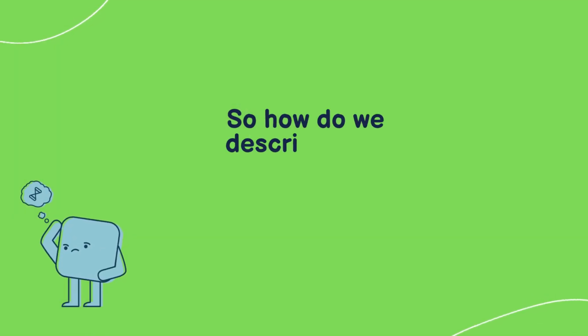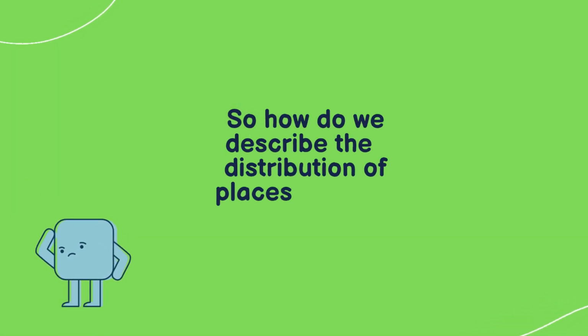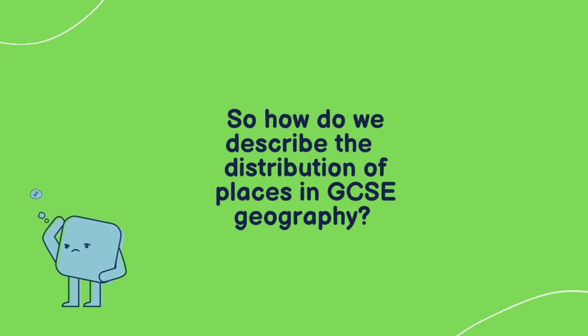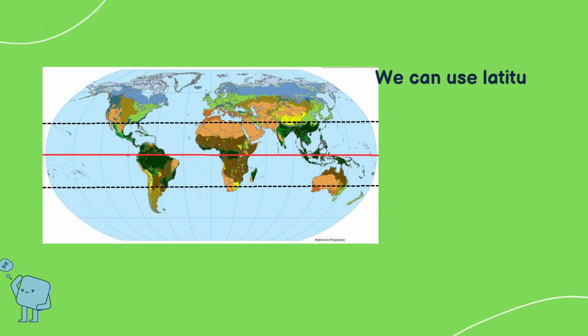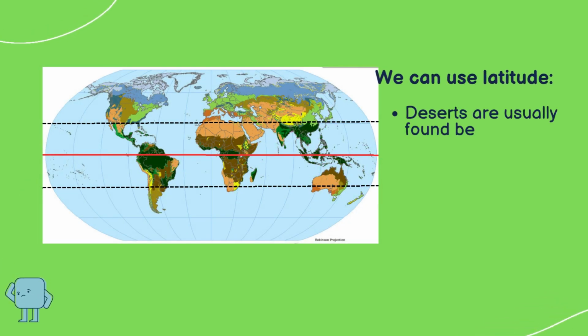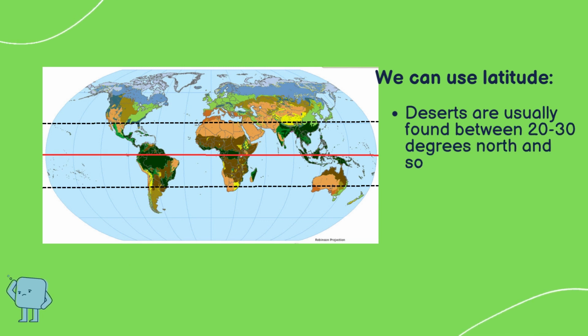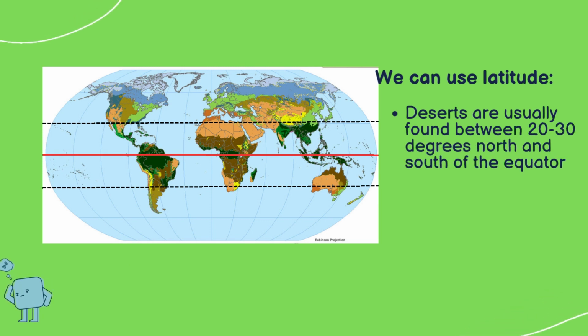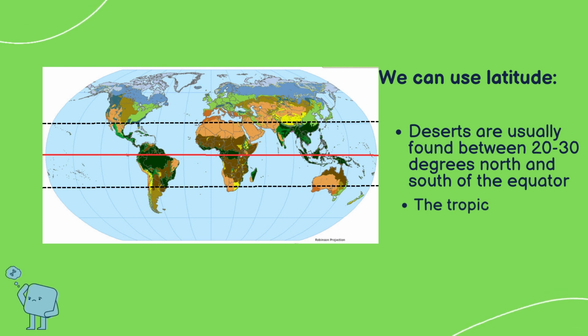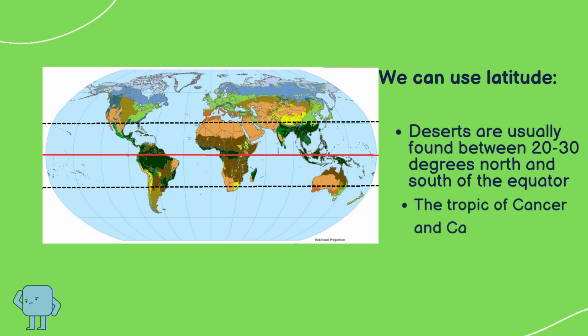How do we describe the distribution of places in GCSE geography? Well, firstly, we can use lines of latitude. For example, deserts are usually found between 20 to 30 degrees north and south of the equator. Also, the Tropic of Cancer and Capricorn both run through most deserts.